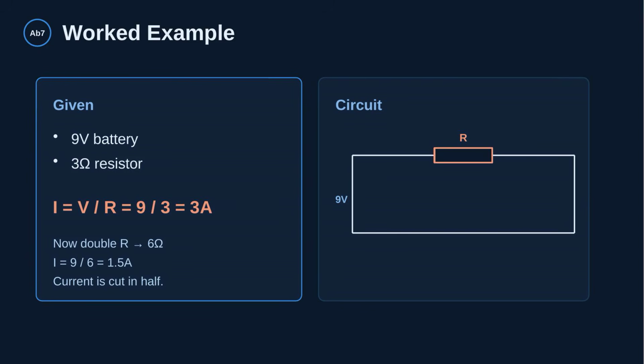Let's put this into numbers. Say we have a 9-volt battery connected to a 3-ohm resistor. Using I equals V over R, that gives us 9 divided by 3, which is 3 amps of current. Now what happens if we double the resistance to 6 ohms? I equals 9 divided by 6, which is 1.5 amps. Double the resistance and the current is cut exactly in half.